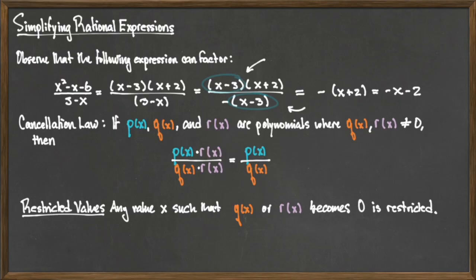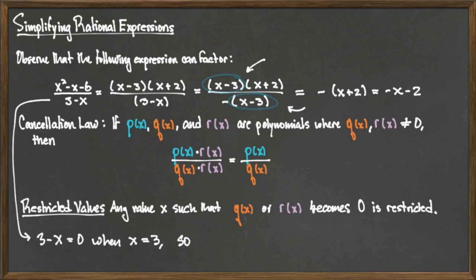A restricted value is a value of x that causes the denominator at any stage in the problem to become a 0. So let's look at our problem. The only denominator here was 3 minus x. We're going to set that equal to 0 and solve. This tells me that when x is equal to 3, I have a denominator of 0, which is not allowed. So we'll tag 3 as a restricted value and state that x cannot equal 3.